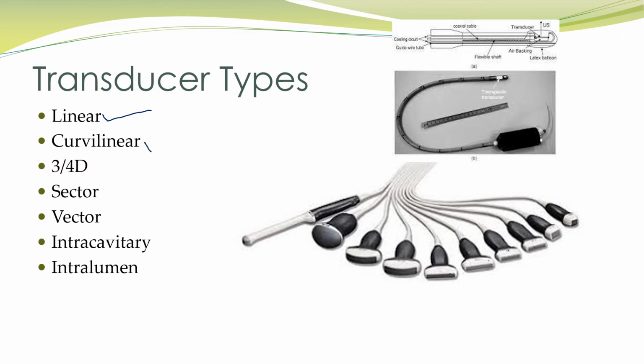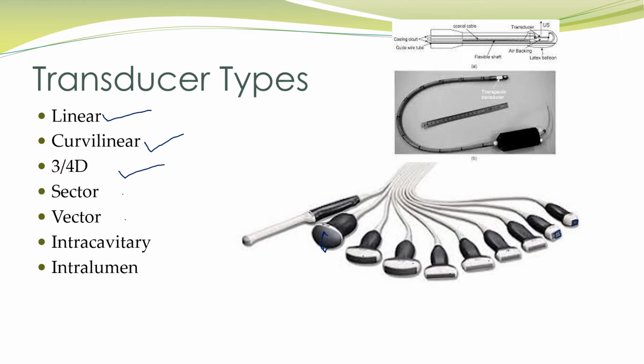Our second type is our curvilinear. Curvilinear we see here, and again they have slightly different footprint between these two and probably a different frequency range. And then we have our 3 and 4D transducers, which you see here is very similar to our curvilinear, but it also has a greater depth to it. Then we have what we call a sector, which you see down here, where it has almost a pinpoint origin of sound waves. And a vector, which is very similar, but it's going to be slightly broader than a sector, a little bit more width to it.